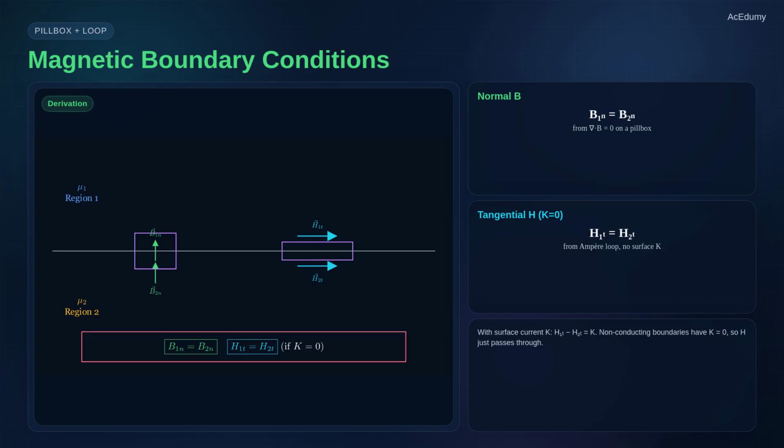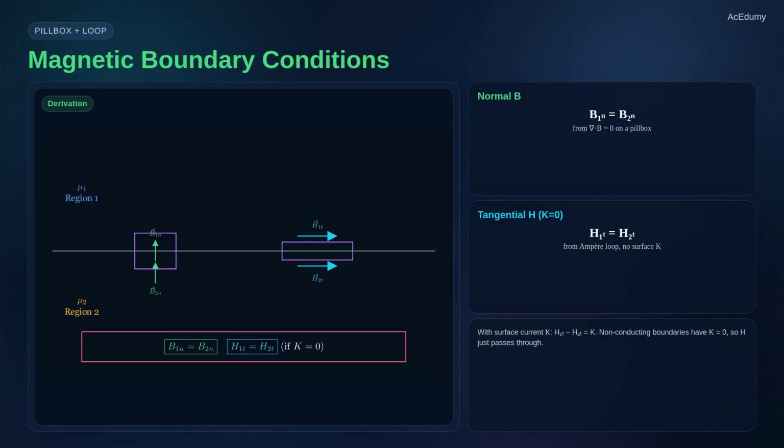Normal B is continuous. Now the tangential component of H. Apply Ampere's circuit law to a thin rectangular loop straddling the interface with its long sides parallel to the surface. Why this loop? Because as the short sides shrink, only the long sides matter, and the integral reduces to H1 tangential times length minus H2 tangential times length, equal to the surface current K enclosed.